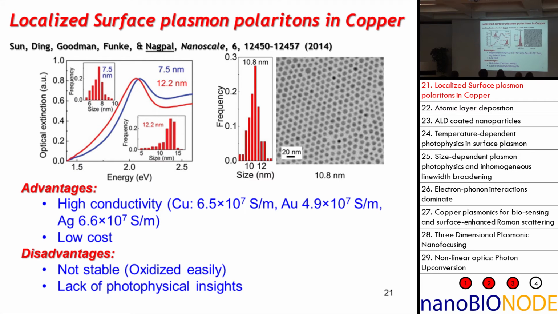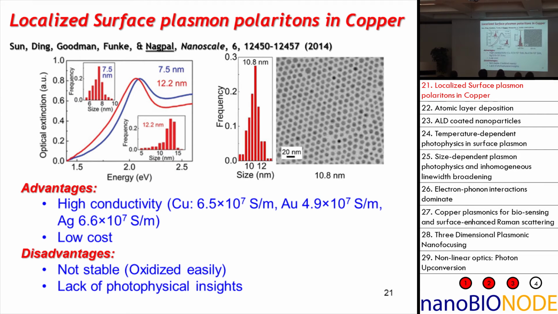However, copper, in our mind, is a very important material, or could be a very important plasmonic material that has been understudied. It has very high conductivity when you just look at losses due to the metal. It has conductivity comparable to those of gold and silver, and its cost is very low compared to gold and silver. But the disadvantage with copper, and why most people try not to use them, is because they're not very stable. They oxidize very quickly in the ambient atmosphere, and there's not much photophysics that's known for these copper nanoparticles.